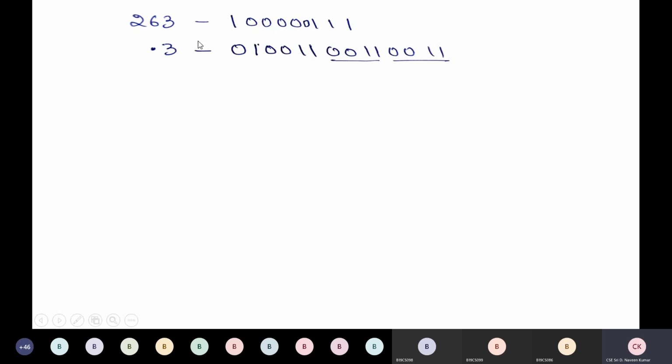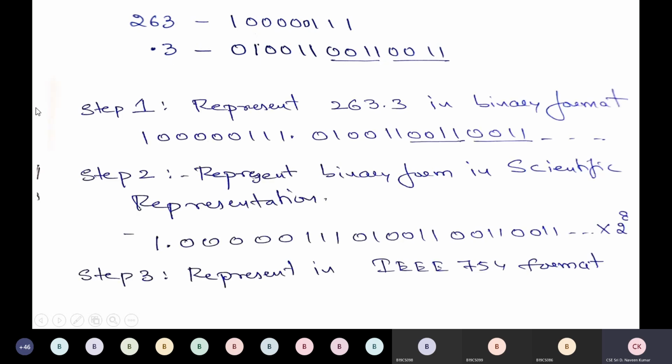We are done with step 1. Step 1 is to represent 263.3 in binary format. 263 in binary is this number I kept here, then I kept the point here, and the remaining 0.3 format is this one. This is the binary format of 263.3.